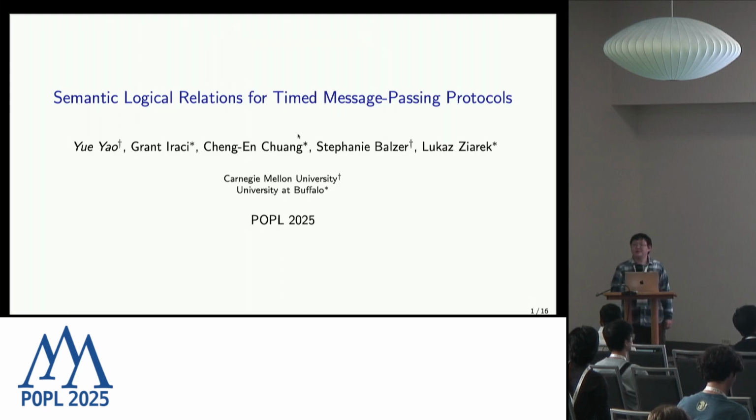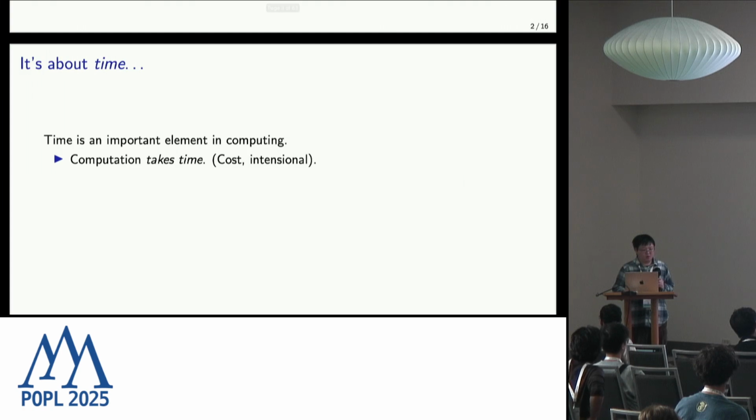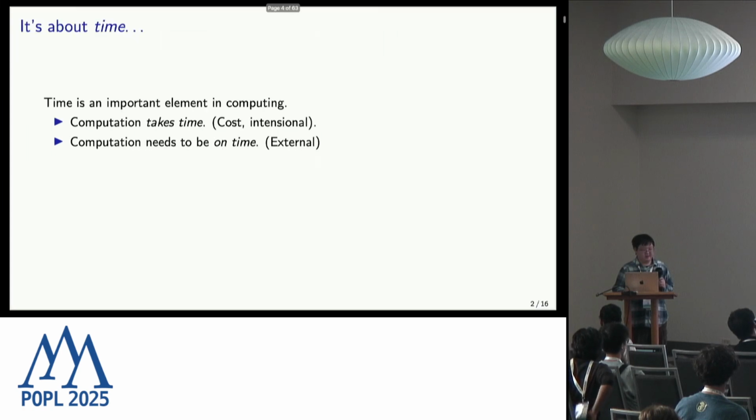So I'm here to talk to you about semantic logical relations for timed message passing protocols. This is a joint work between Carnegie Mellon University and the good guys at the University at Buffalo. I want to start by setting the scene. This talk is about time. Time is an important element in computing. What do I mean by that? Well, computations take time. And computations also need to be on time.